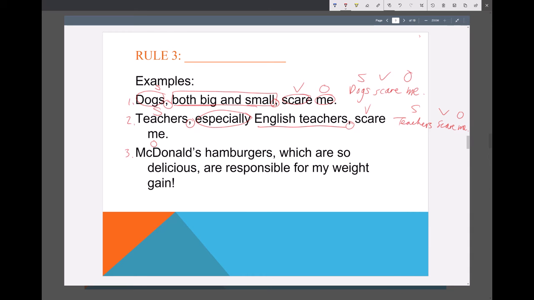Look at the third sentence. McDonald's hamburgers, comma, which are so delicious, are responsible for my weight gain. Well, what does the simple sentence sound like? We have McDonald's hamburgers, that's your subject, are responsible. So that's your verb, and then weight gain. So McDonald's hamburgers are responsible for my weight gain.